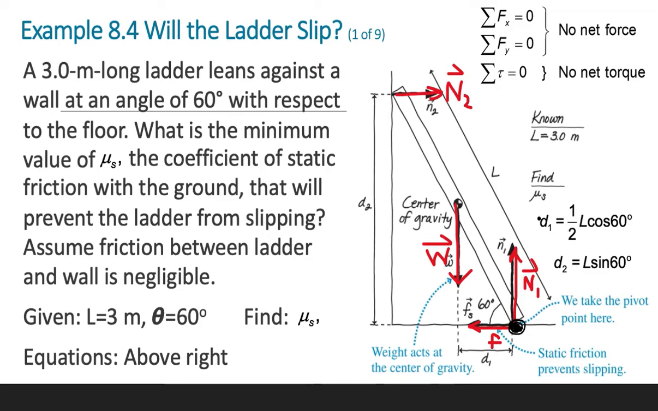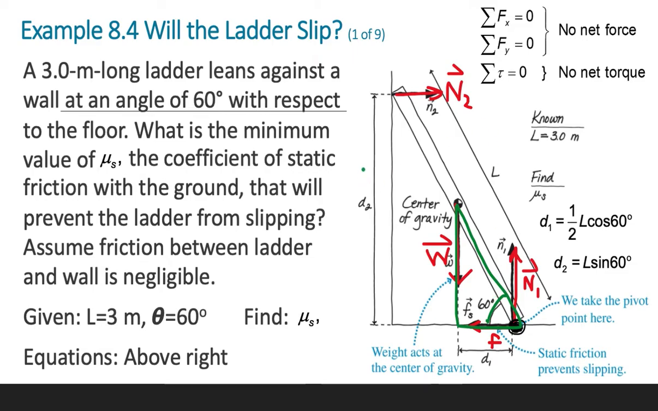Well, distance D1 is just related to this cosine angle here. The cosine of this angle is distance D1 divided by the hypotenuse, which is half the ladder. Therefore, solving for distance D1, we get 1/2 L cosine theta. If you have trouble seeing that, draw in a right triangle. Here's your angle of 60 degrees.